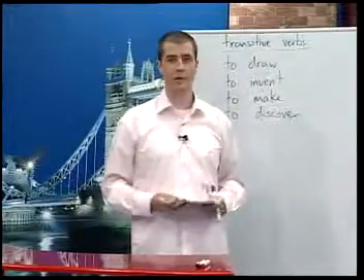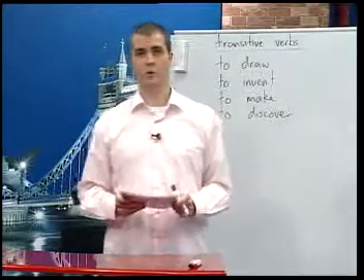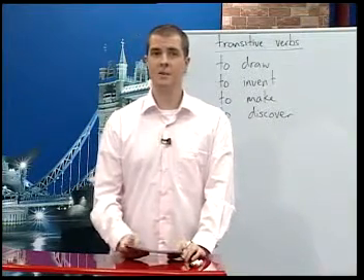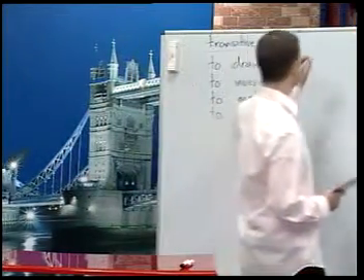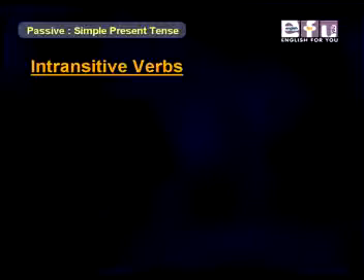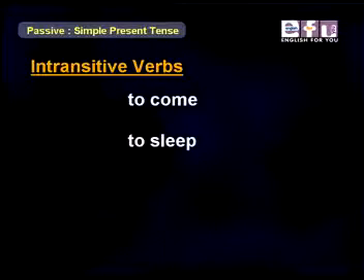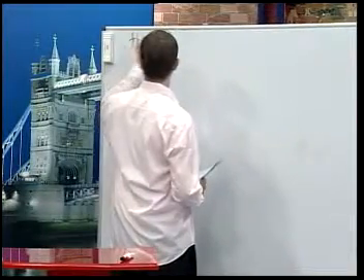Okay, an intransitive verb is a verb that is not followed by an object, and intransitive verbs cannot be used in the passive. Here are some examples of intransitive verbs. Intransitive verbs. Right, for example, to come. There is no object after the verb come. To sleep. To walk. And to fall.